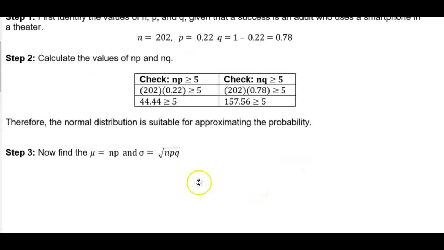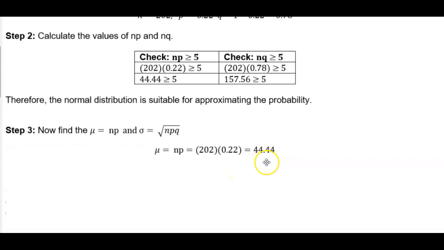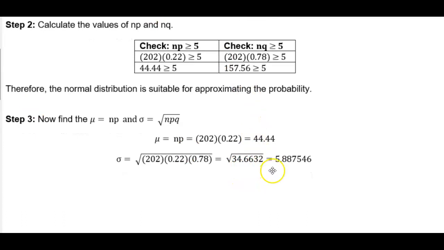Okay, now we want to be able to find the mean and the standard deviation. Well, the mean is equal to n times p, which we already found, and 202 times 0.22 is equal to 44.44. Now the standard deviation is taking the square root of n times p times q, which gives the square root of 34.6632, which then gives us 5.887546.